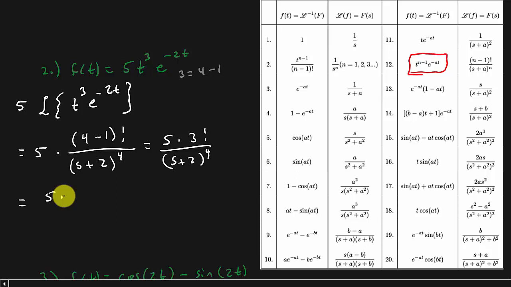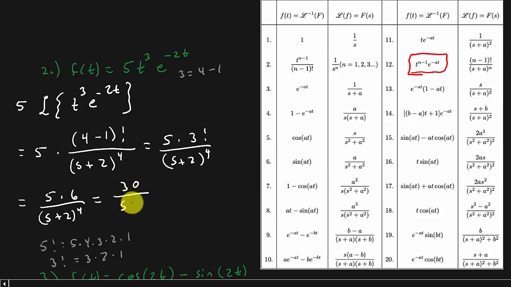Now we know what, do we remember what factorial is? So just to show you real quick, 5 factorial would be 5 times 4 times 3 times 2 times 1. 3 factorial will be 3 times 2 times 1, and so on. That's what the factorial is. So we've got 3 factorial is 6, and that's over s plus 2 to the 4th, and so that would be 30 over s plus 2 to the 4th, and this would be your answer.